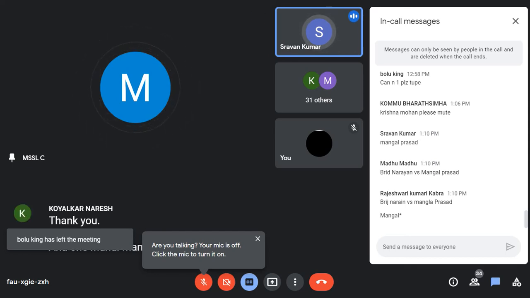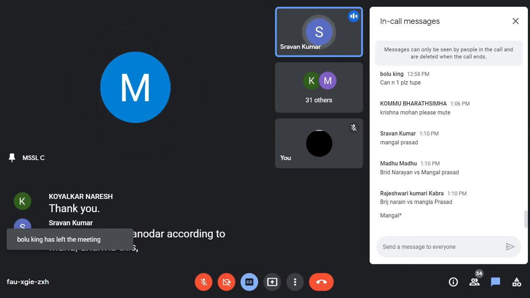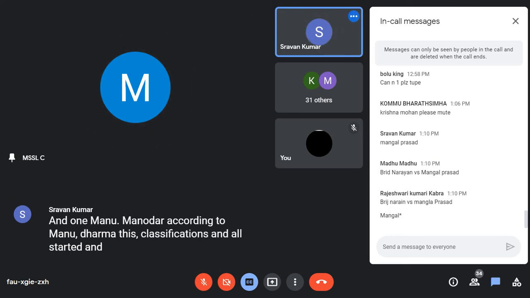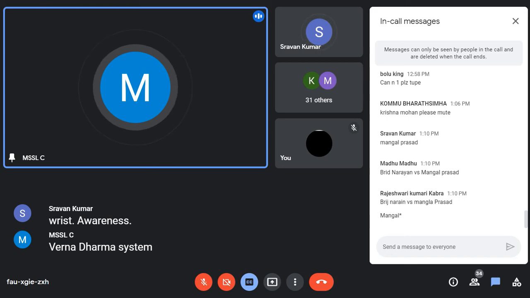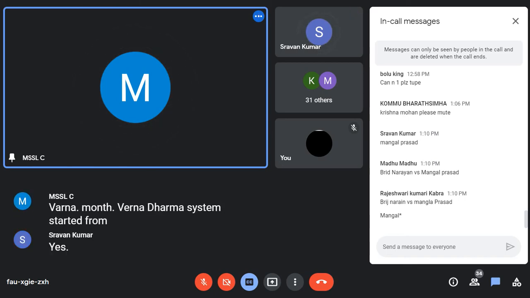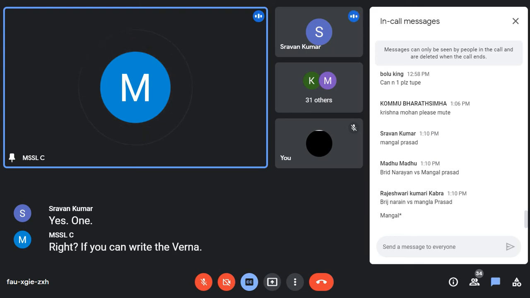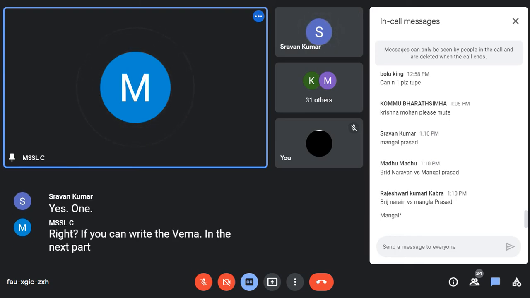According to Manu Dharma, only this. The classifications started, exactly. Varna, Varnas. The Dharma system started from Manu. Right. If you can write the Varnas in the next part, that will cover what is Manu Dharma.